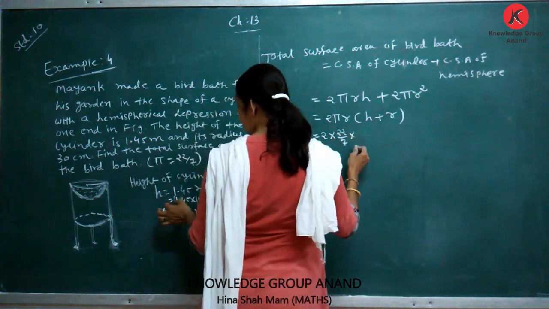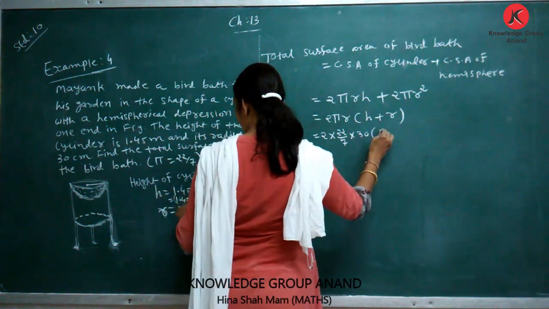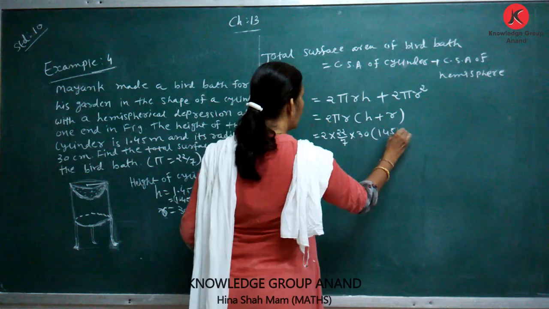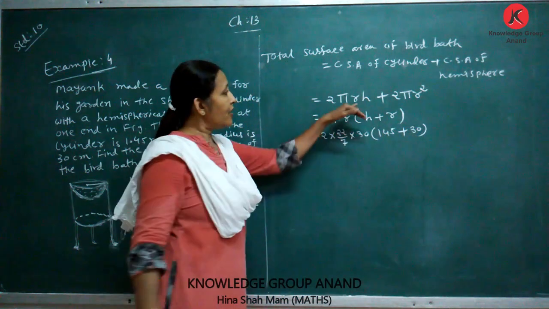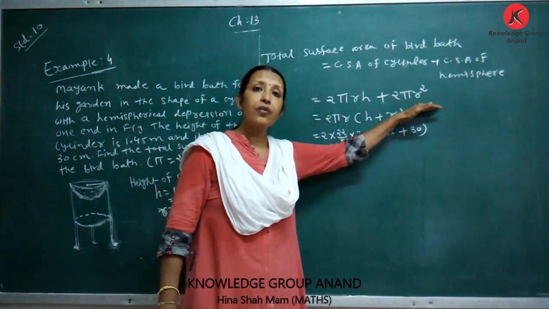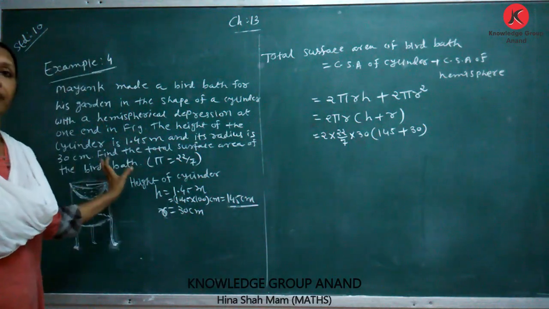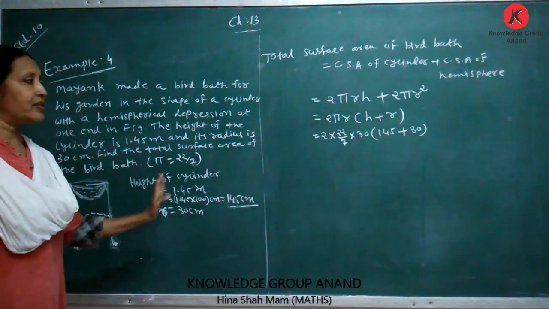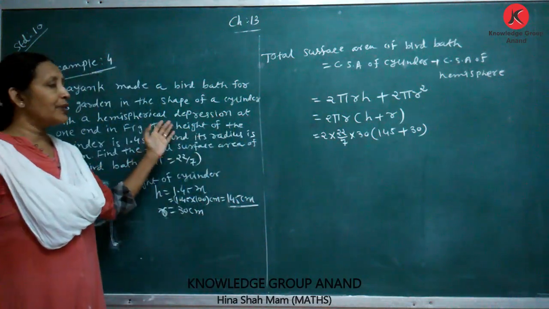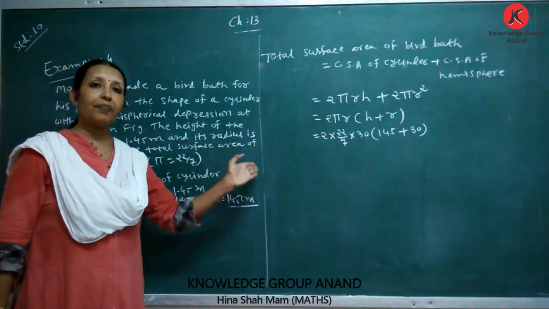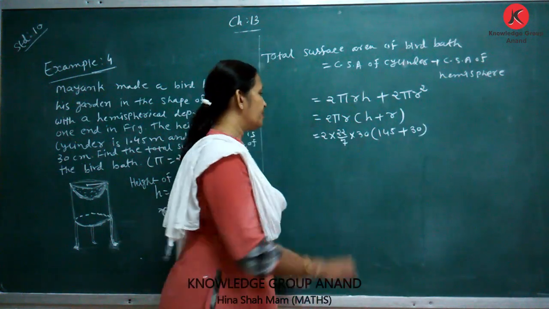What is the radius? Radius is 30, and height h is 145, plus r is 30. Radius of cylinder and radius of hemisphere are both the same in the figure. Therefore, we take r common. Suppose they are different, then we take one small r and one capital R. Suppose there are three, then we take R1, R2, R3.